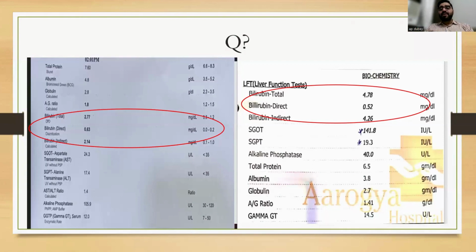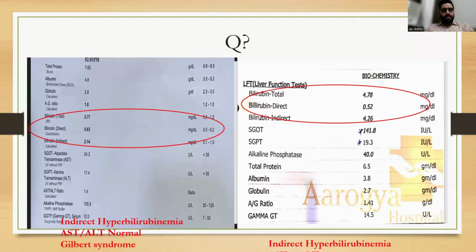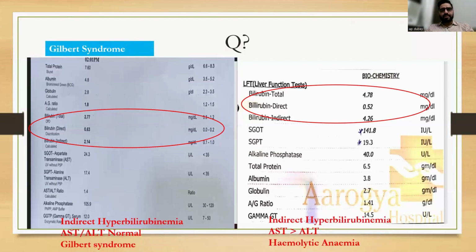Whereas on the right side, AST is raised, and AST is more than ALT. It means there's hemolysis. We will take the history of the patient; the patient will surely give a history of fall in hemoglobin. So the left side is Gilbert syndrome, the right side is hemolytic anemia.